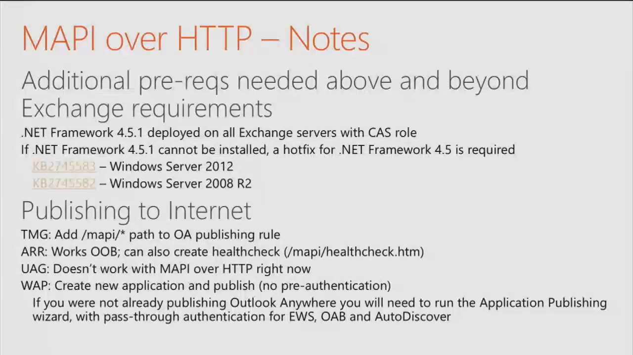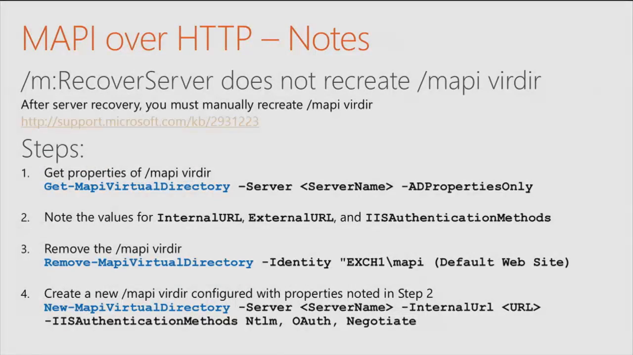One other thing to keep in mind, though, is because we've got this new MAPI virtual directory, there is a caveat around it. The recover server disaster recovery switch that we have for Exchange setup has not been updated to account for the MAPI virtual directory. So that does not recreate those settings in AD. So if you do have to run recover server on a CAS role that has had MAPI over HTTP enabled, you actually need to do the steps yourself manually. And I've listed the 4 steps that you need to do. The information is still in Active Directory. In fact, you're going to be querying Active Directory, writing down the values, and then creating a new virtual directory that has those values in it.